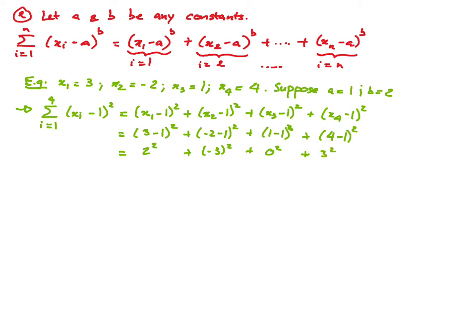So if you do the math here, you're going to have 2 squared is 4. Negative 3 squared is 9, because negative 3 times negative 3 is 9. Right? 0 squared is 0. And then 3 squared is 9. So if you work this out, you get 22 as the answer.